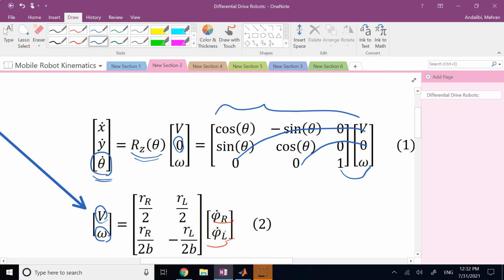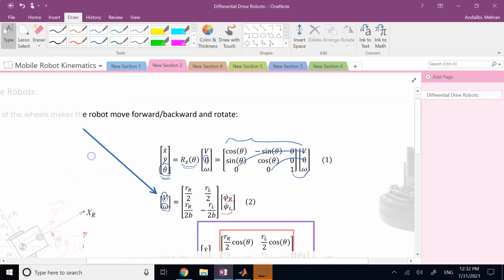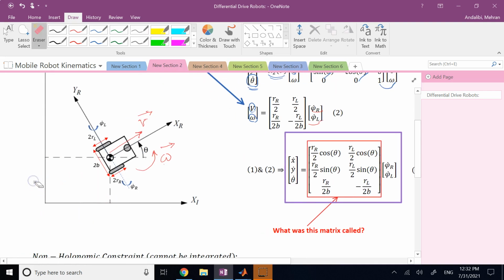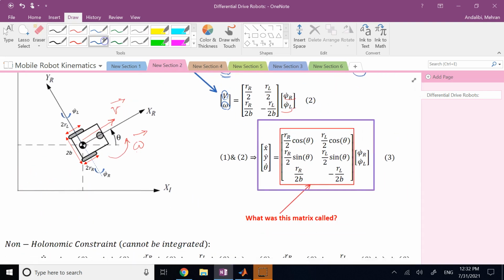Now the question is, what relation exists between these two intermediate variables v and omega to the angular velocities of the two tires, phi dot left and phi dot right? For that, we need to look at the kinematics of the robot. If you look here, I have 2 points on this robot. Let's say this point here on the left tire, I call it point B, and I have here a point on the center of the right tire, call it point A, and the centroid, I call it point C, right?